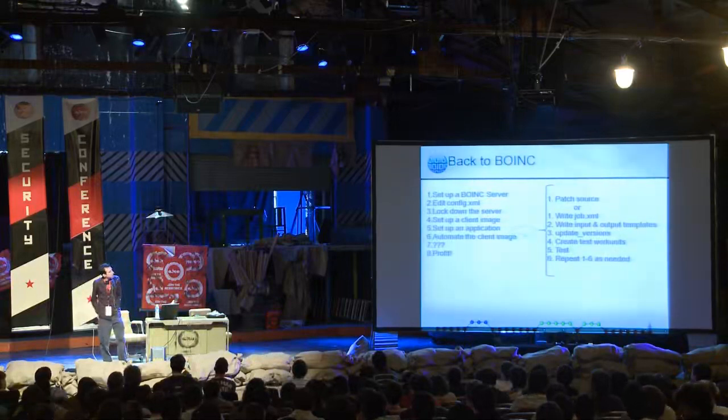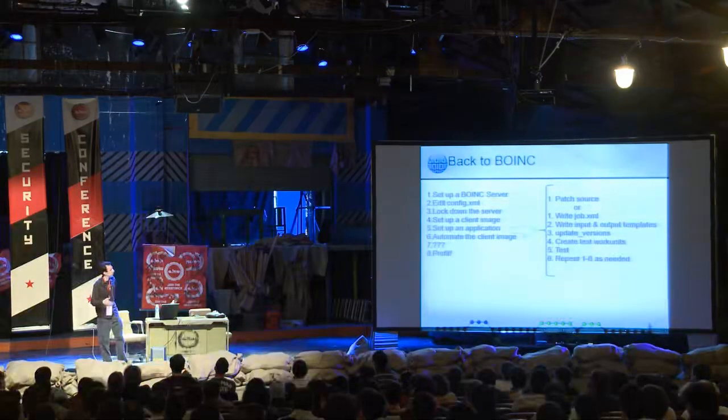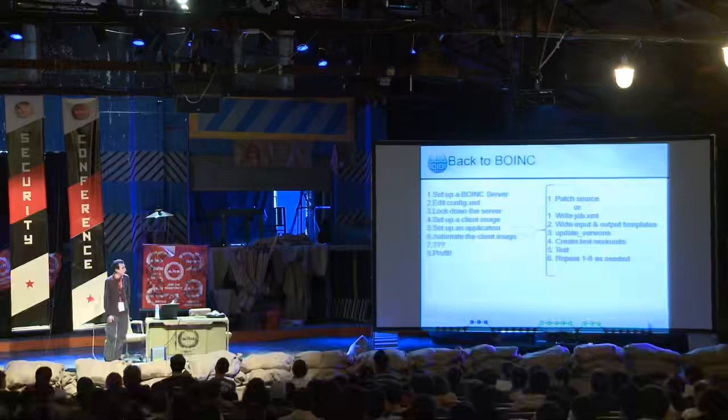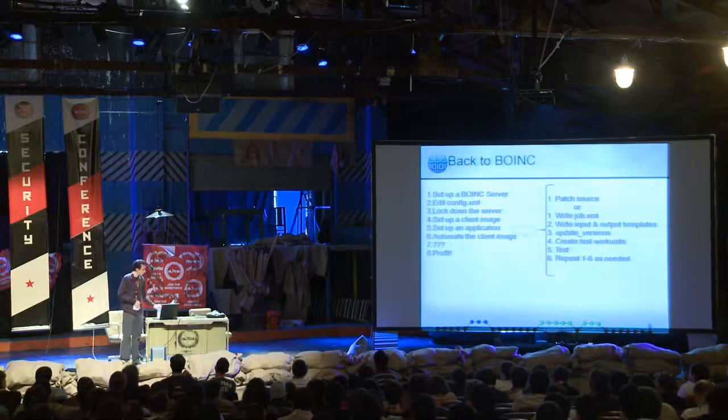And then you're going to run update versions, which loads your application into BOINC, see if it works, and if it does, then you can go off and automate the client image. And then, I don't know, go fuzz, find a bug, sell it to Croc for 50K, retire in the crime island.